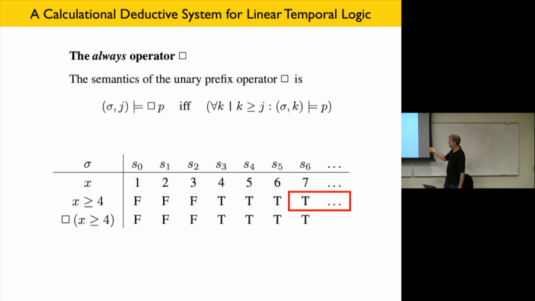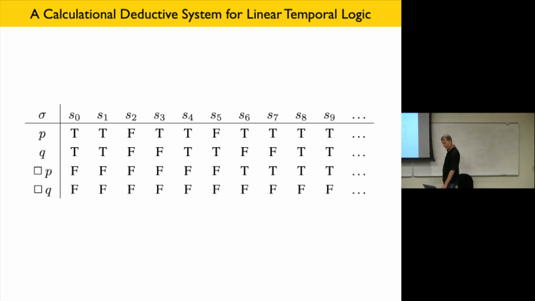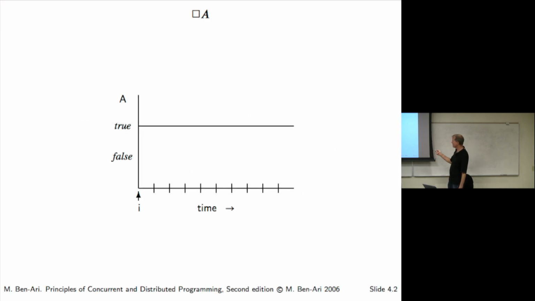So let's do this one. P is true, true, false, true, true, false, true, true, true, true, true, true, true. Q is true, true, false, false, true, true, false, false, true, true, true. This kind of parallels the other one. So what do we have about always P? False, false, false, false, false, false, true, true, true, true, true, true, true. Are we good? And always Q? Always false, false, false, false. Yeah. Is everybody clear? And here's our author's depiction of always A. So here it is. From this point on, it's always true.